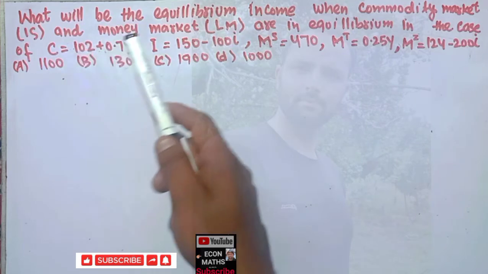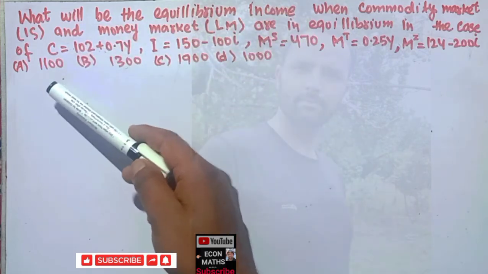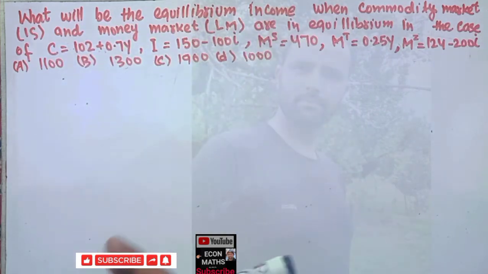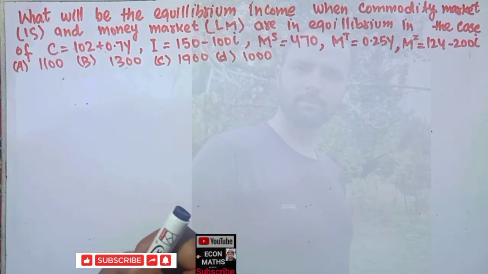We have to find the equilibrium level of income. The options are 1100, 1300, 1900, and 1000. So we will see how to solve this.